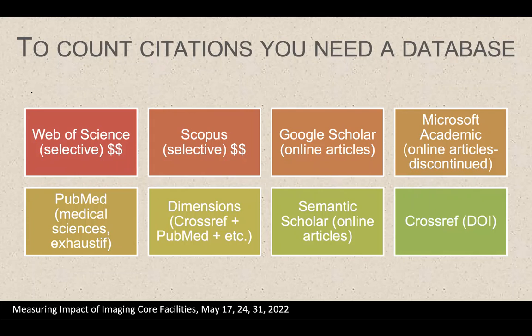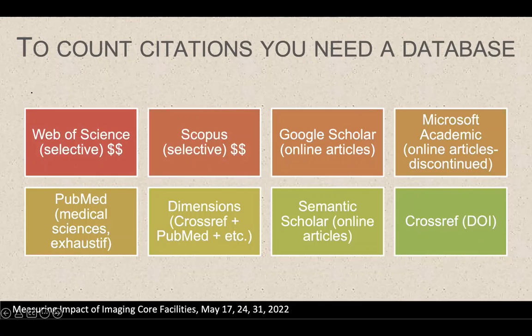Google Scholar is available for all. You have Microsoft Academic. It's discontinued since 2021, but everything before is still running. There's lots of interesting things in there. It's not very well known. PubMed, it's very exhaustive. You have everything related to biomedical science, but it's not very practical for bibliometric analysis.